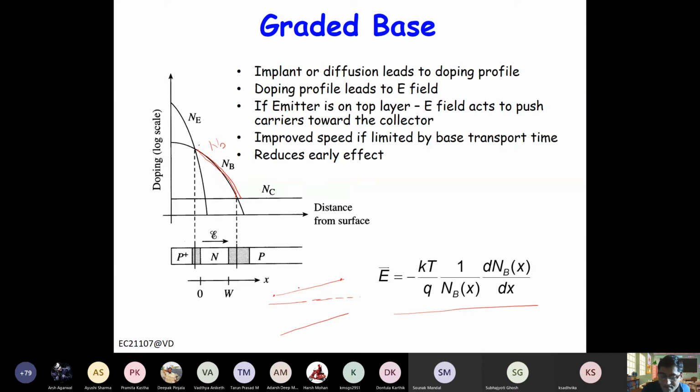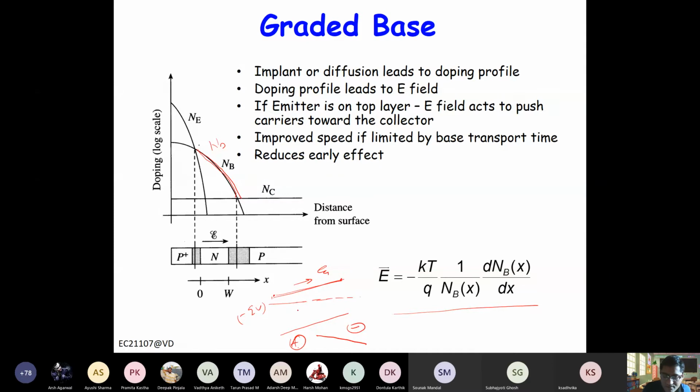Now, the electric field is always in the direction of increasing energy, right? So this is minus qV. That means this side is positive and this side is negative. Potential is decreasing, because minus qV is increasing. So potential will be something like this, and the electric field is always from positive potential to negative potential.